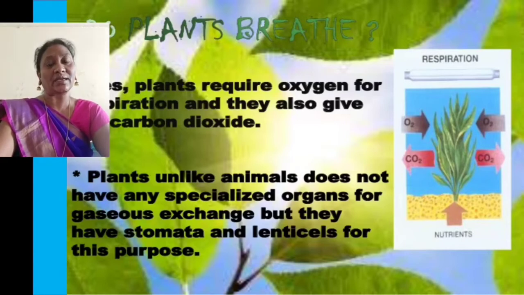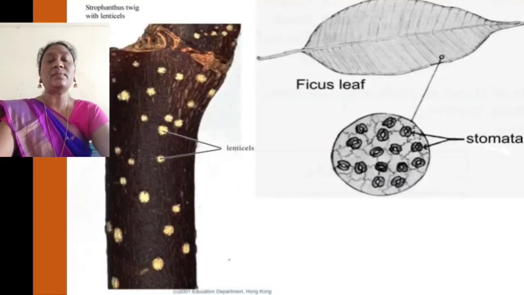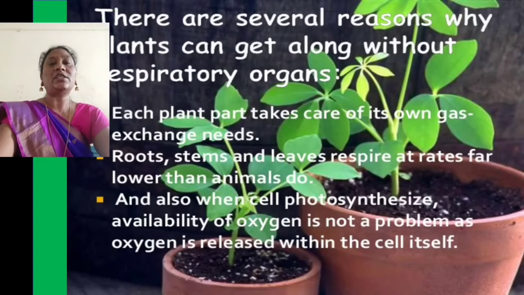Just as we have lungs, they have stomata and lenticels as the respiratory parts in plants. You can find the lenticels on the large stems, and the stomatal pores. Through the stomata, they carry out the process of respiration. In the leaves, we can find pore-like holes. They are called the stomata. With the help of stomata, they carry out respiration.